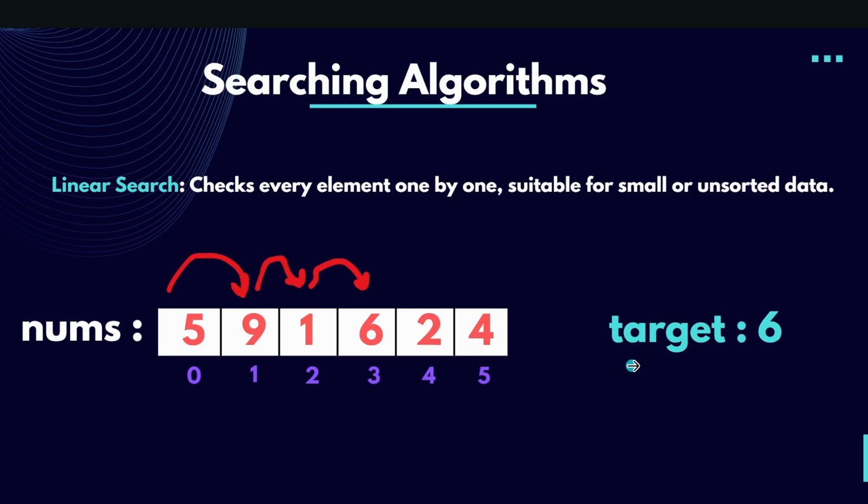Suppose that you have an element like 6, and we have to search for it in this array. Is 6 present in this whole array or not? If you observe manually, there is a 6. What is meant by linear search is that we need to go through each and every index manually.